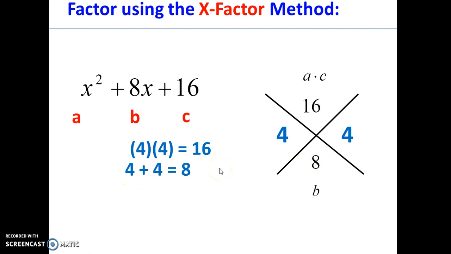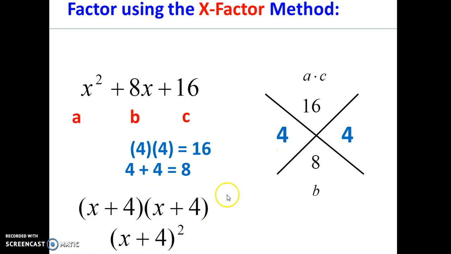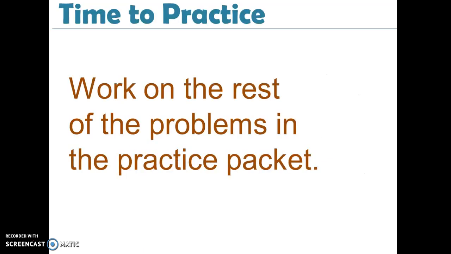So it works. The factored form then must be x plus 4 times x plus 4, and that simplifies to x plus 4 squared. And perfect square trinomial, that's what it factors into. So everything matches up. Good work. Hope this video is helpful for this basic factoring. Now work on the rest of the problems on the practice packet.